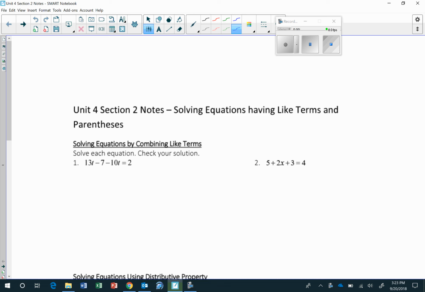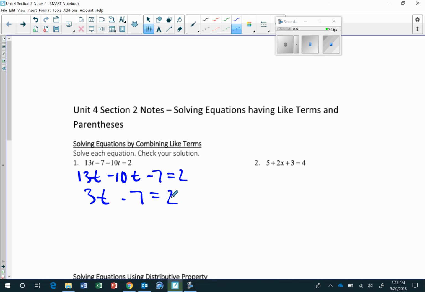So if you look at number 1, we have 13t minus 7 minus 10t equals 2. When you're solving equations, you must look at each side of the equal sign and combine any like terms you have first before you do anything else. So for example, on number 1, we need to combine 13t and negative 10t. And I like to go ahead and just write them right next to each other because for me it makes it a little bit easier. So 13t minus 10t is 3t minus 7 equals 2. So we've combined those like terms on the left.